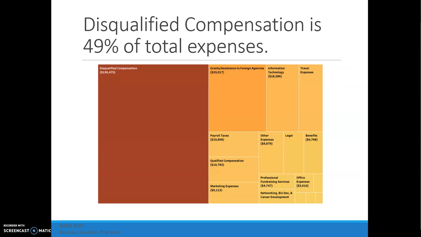Next, I wanted to look at what makes up the majority of the expenses for the nonprofit, so that potential donors know, in addition to the benefit that they're getting, where that money is going. So disqualified compensation, a large portion of the staff compensation, actually made up 49% of the total expenses. It was $130,000 over the 3 years. The second largest was grants and assistance to foreign agencies, which was just over $33,000.